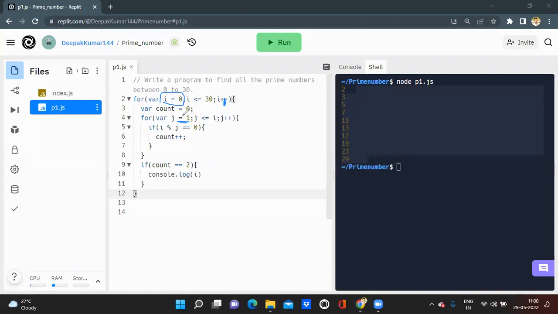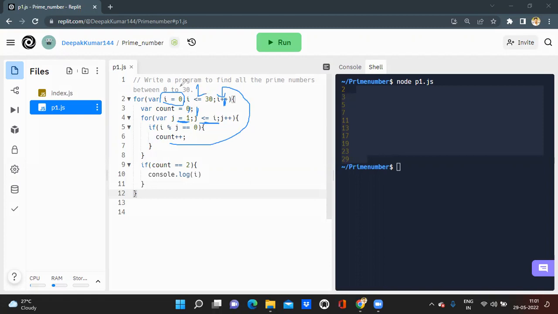Now I becomes 1. J starts again from 1. Is j less than equal to 1? Because the value of I has become 1. Yes, it is less than equal, because the value of j is also 1. Now it checks, is 1 divisible by 1? Yes, it is divisible by 1. So the counter variable increases the count. Now count equals 1. Now the loop is over, the conditional statement is over. It goes again to the outer loop, it increases the value of I, and I becomes 2.